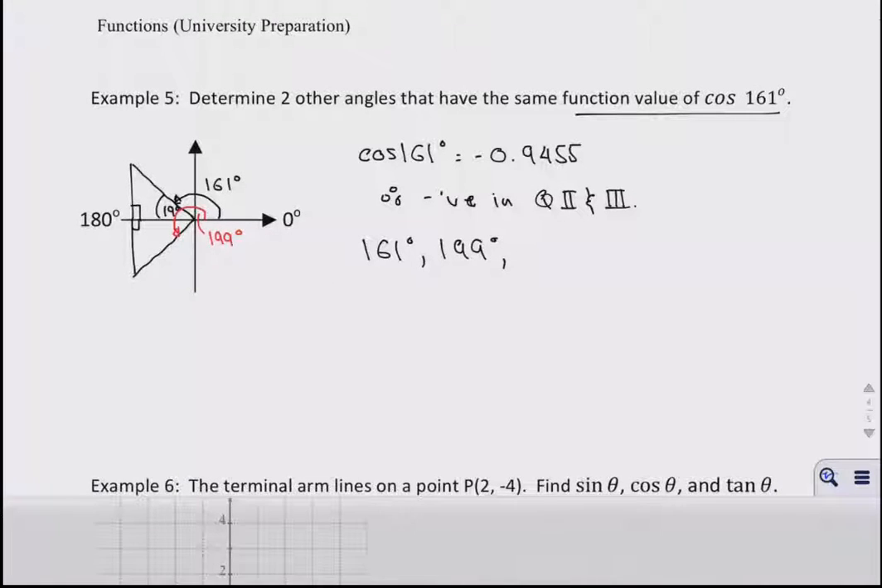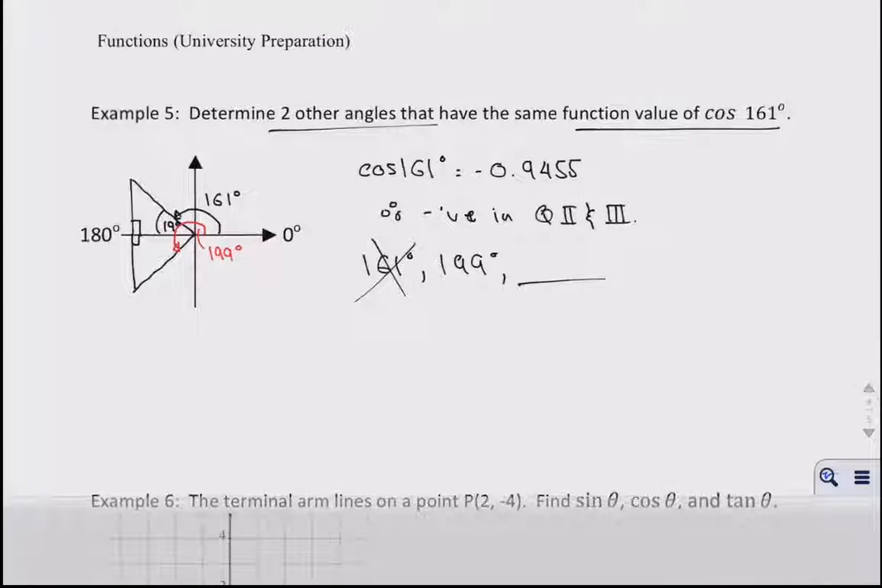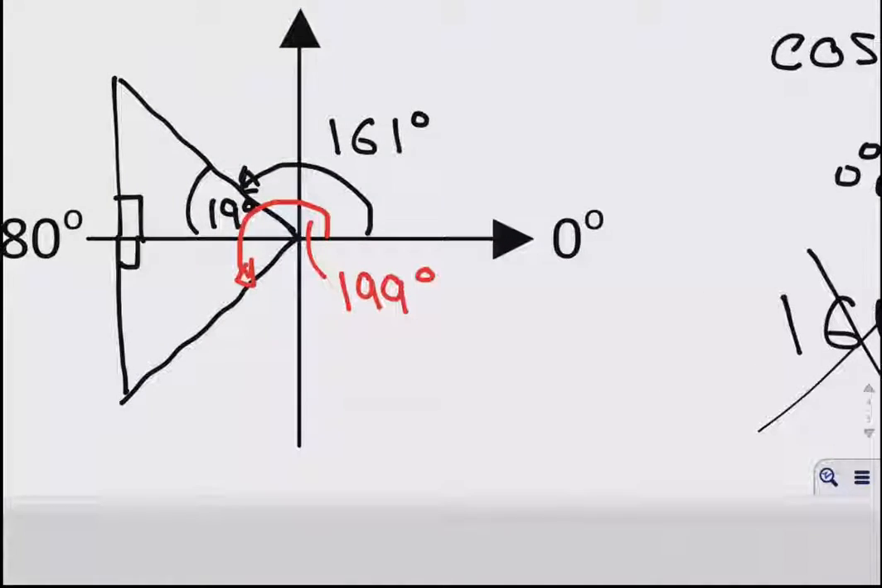But now it says two other angles, okay? So 161 is not one of those angles. I mean, it is an angle that will have the same cosine value as 199, but I need one more. The reality is that I can find infinitely many more. All I have to do to get to that angle again, let me blow this up, I'll use a different color, is whatever angle I'm at, I just add 360 to it.